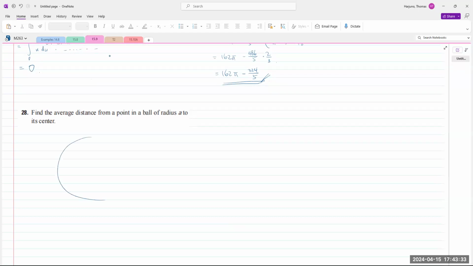So suppose I have a ball with radius a. If I pick a point inside that ball, call that x, y, z, then the distance to the center will be rho. Is it right? Now the thing is I need to take the distance of all such points inside the ball and find the average. How do we do that?